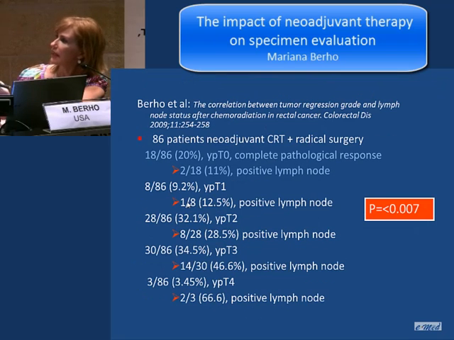We studied 86 patients with neoadjuvant chemoradiation, and we saw that the positivity of lymph nodes was related to the T stage in the pathological specimen. The thing I wanted to point out here is that even in patients with complete pathological response, we found that 11% have positive nodes.